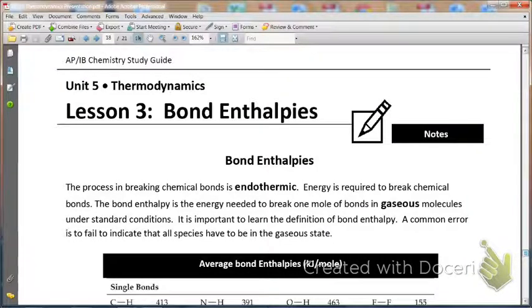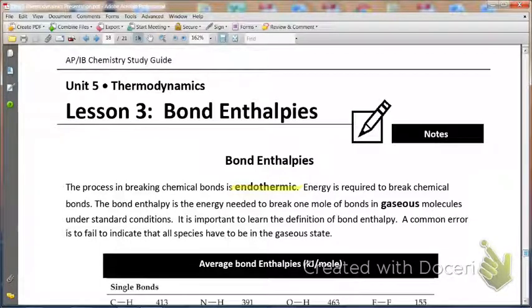Alright, to start out with talking about bond enthalpies, I want to review some background information. Remember that the process of breaking a chemical bond is endothermic. That is, energy is required to break chemical bonds. Now, the bond enthalpy is the energy needed to break 1 mole of bonds in gaseous molecules under standard conditions.